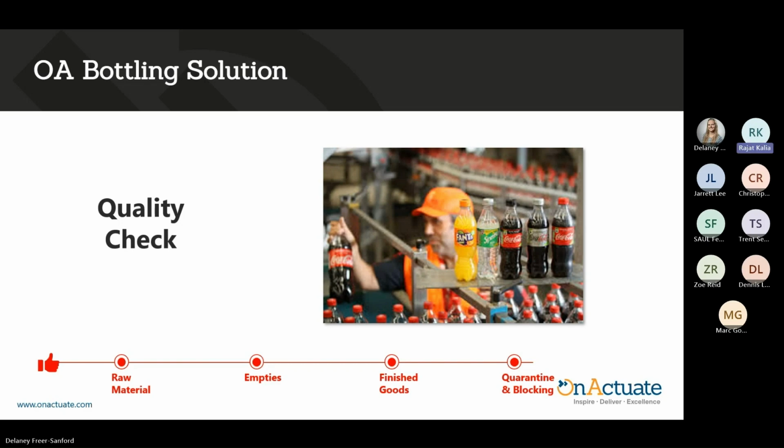In our OA bottling solution, we have capabilities to handle quality checks for incoming material, empties, finished goods, packing material, etc. There are features such as quarantine blocking, which can hold the inventory from use if the quality criteria don't match with the standard and maintain such inventory in a different warehouse. This has helped our clients across the industry to get rid of the excessive physical record keeping and monitoring. Next slide, please.